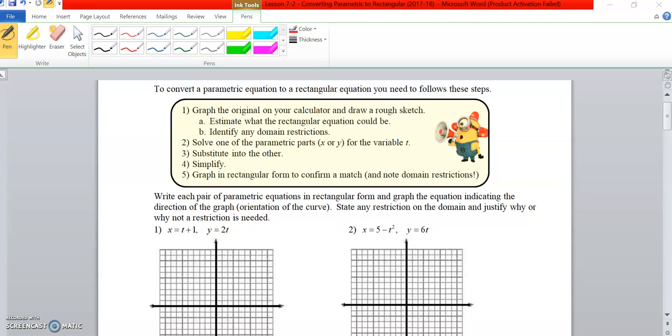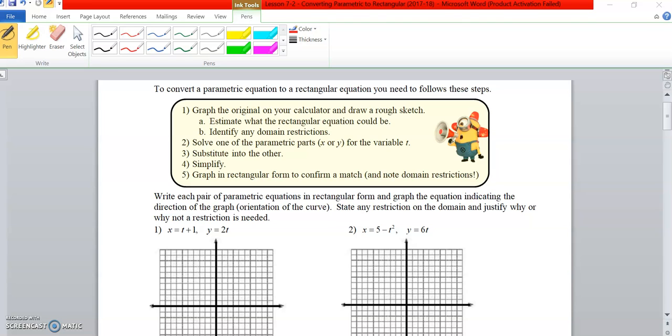On section 7.2, our lesson today is on converting parametrics back to rectangular, which is similar to what we did when we were in Unit 6. We had polar equations and we had to get it back to rectangular. So when we look at this, it's going to be that same mentality, that same idea. What we want to do is get y by itself in the end.